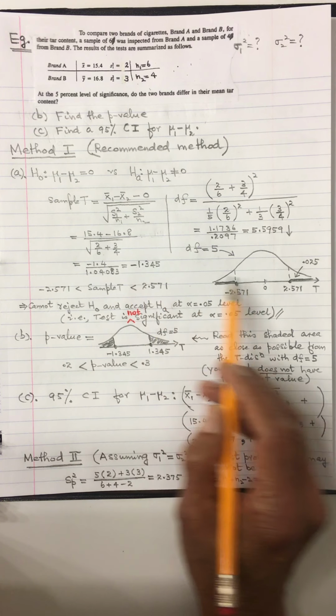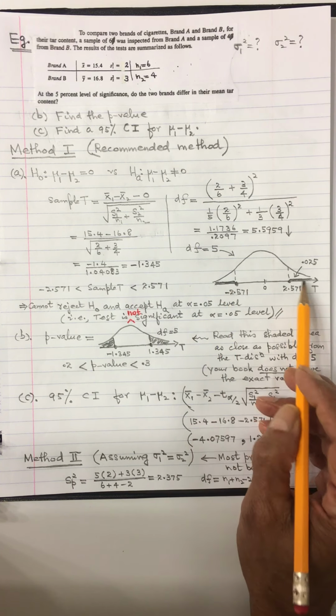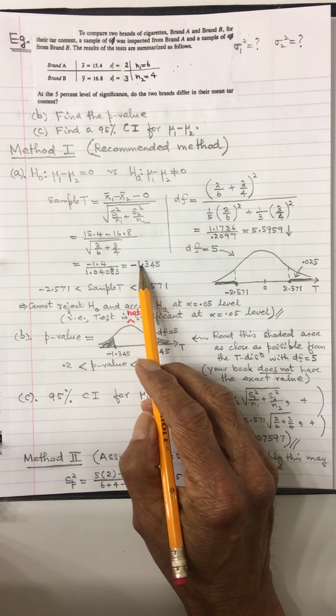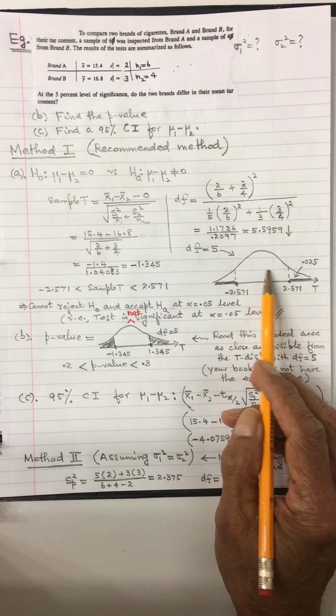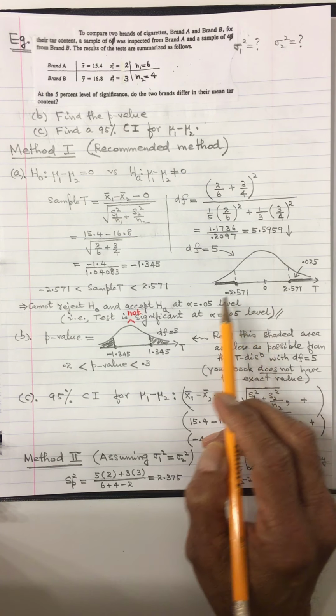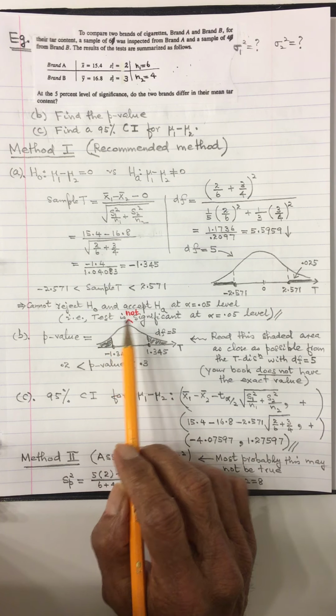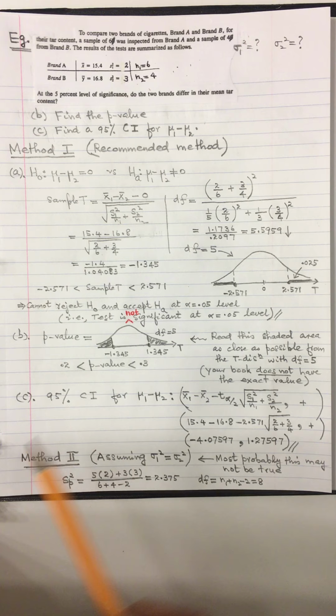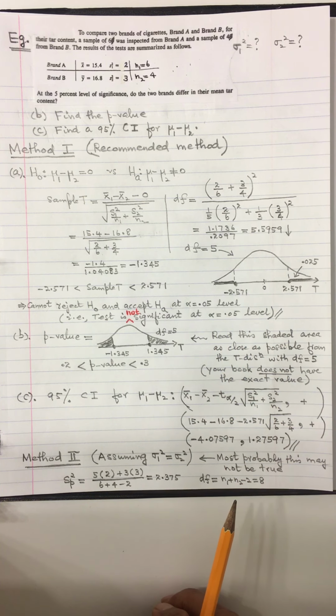If this value is in here or in there, you reject the null and accept the alternative. In this case, this value happens to be in between. So you cannot reject H0 and accept HA at the 0.05 level. In different words, the test is not significant at the 0.05 level.